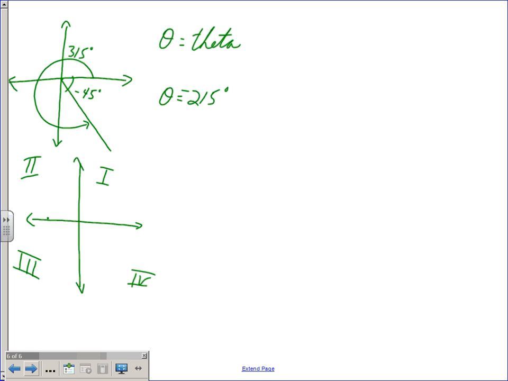2. Remember, we're starting here. We're going negative, so we're going clockwise. Here's 180. It's in the second quadrant.